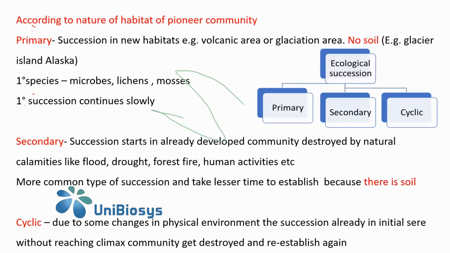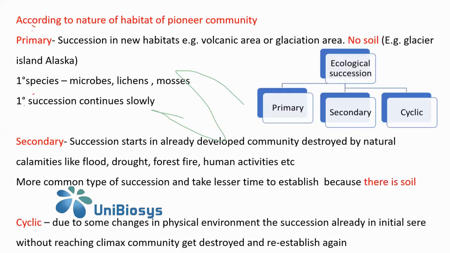Climax community has not reached. So again, re-establishing starts. So this process is cyclic. Before attaining the climax community or stability, they are getting destroyed and again re-establishing. So that process is known as cyclic succession.